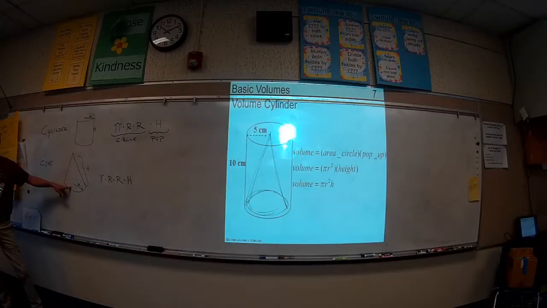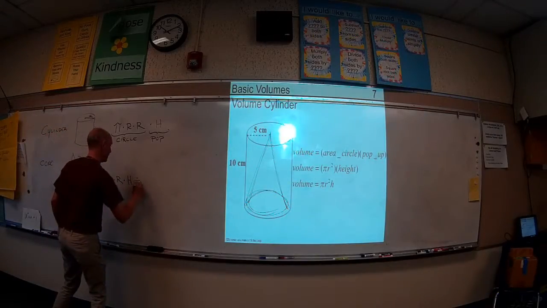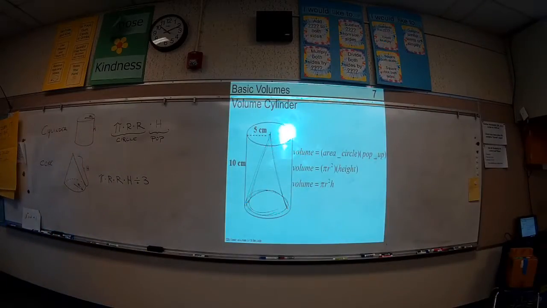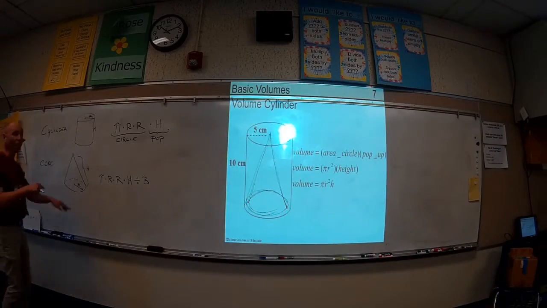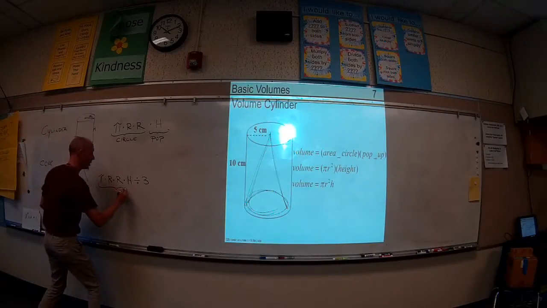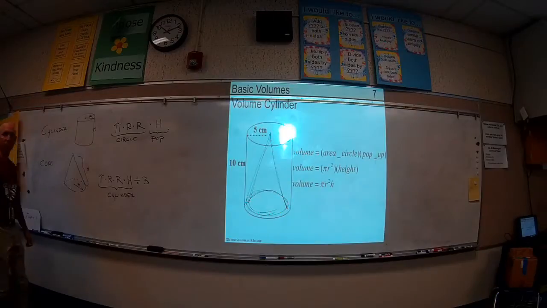You ready? I'm about to shave it down into the cone. How am I going to shave it? Divided by 3. And that shaves it down into the cone. How do you get 3? I'm going to show you a video that explains where the 3 came from in a minute. For right now, just accept that it exists. So this is really just the cylinder right here, divided by 3.